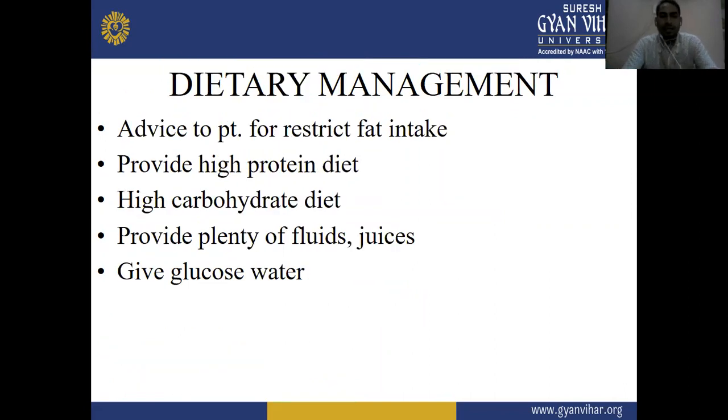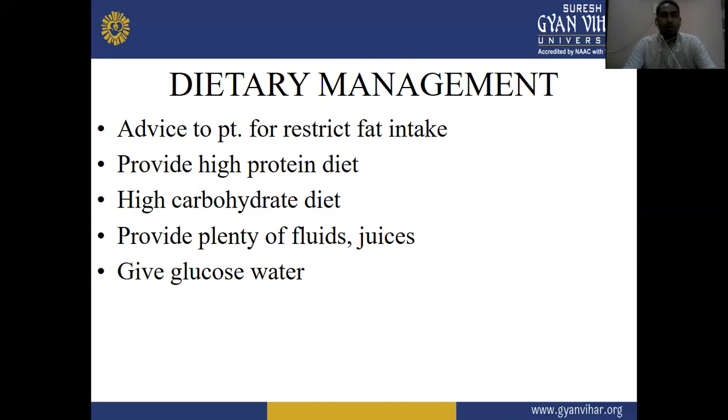Next one is dietary management. How to manage jaundice by diet. First, advise the patient to restrict fat intake during jaundice. Avoid fat intake.